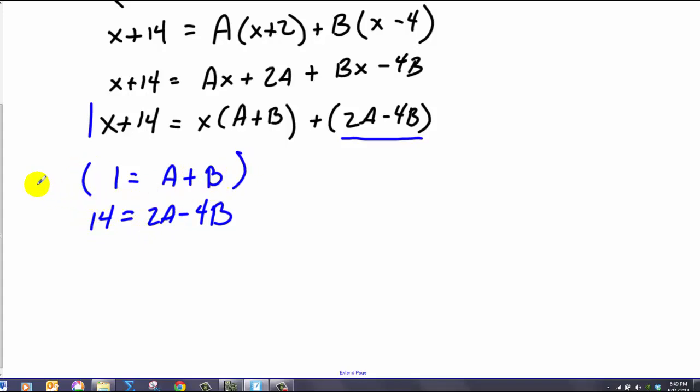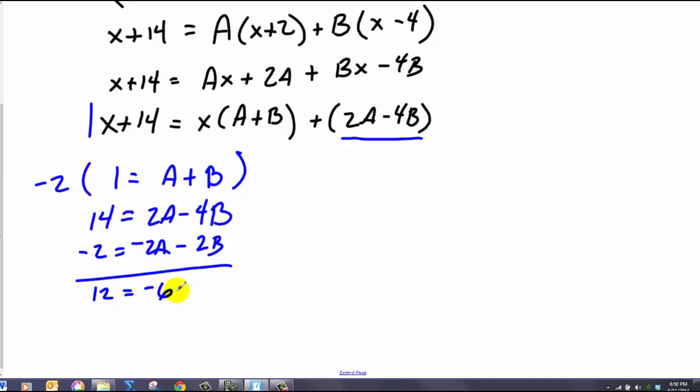To do that, I'd multiply the top equation by -2, giving me -2 is equal to -2A - 2B. Therefore, I have 12 equaling -6B and B equaling -2. If B equals -2, I know that A has got to equal 3.